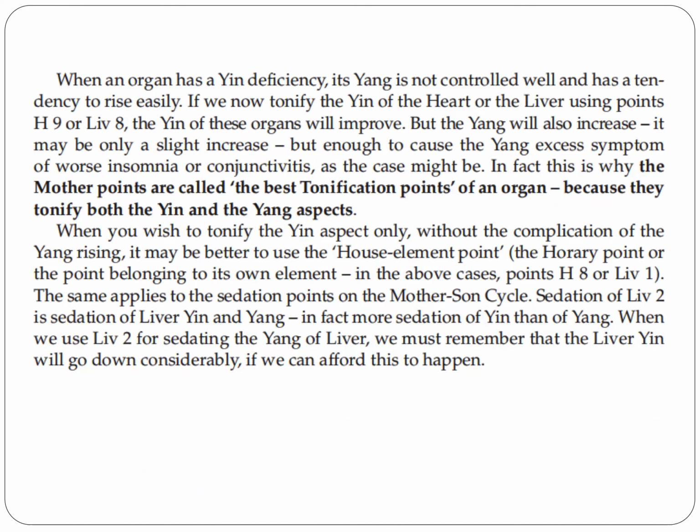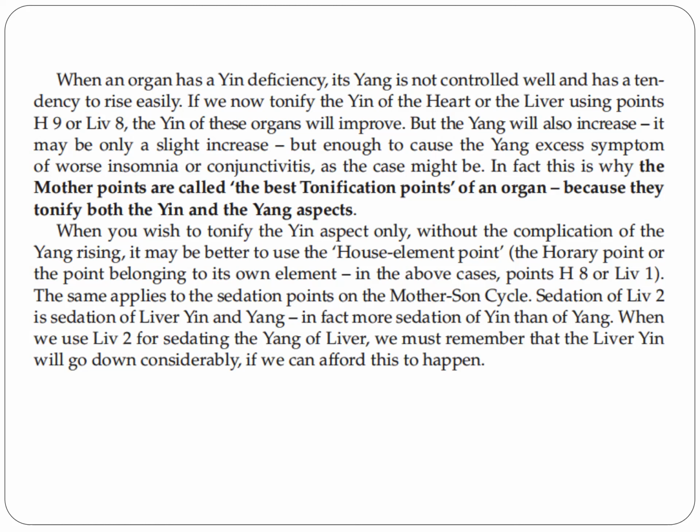Okay? In fact, this is why the mother points are called the best tonification points of an organ because they tonify both the yin and the yang aspects. Okay? When you wish to tonify the yin aspect only without the complication of yang rising, it may be better to use the home element point or the horary point or the point belonging to its own element. So sa cases sa taas, point heart 8 or liver 1, yun yung ginamit.